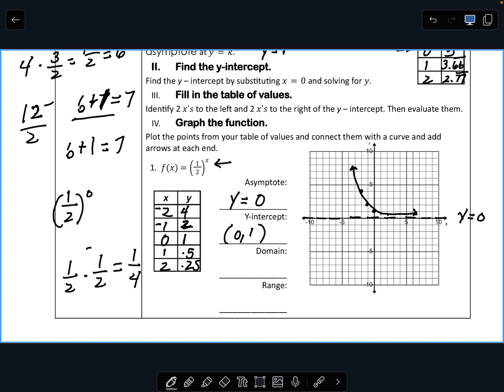So domain, it's going to go from left to right. It's going to go from -infinity to infinity. And then your range, so from bottom to top, it's going to start at my asymptote and go up to infinity.